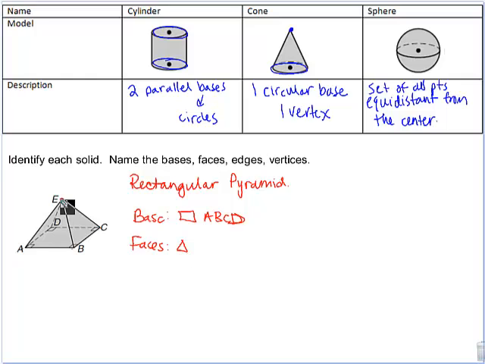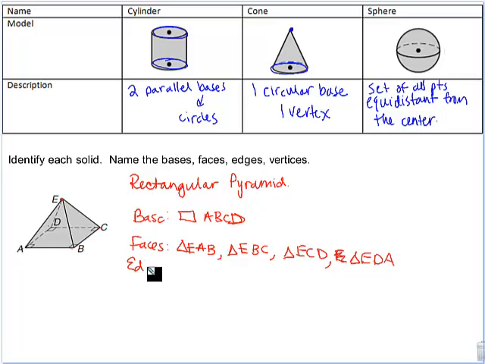So starting off with this front one, we have EAB, so triangle EAB. If you think about moving to the right, we then would have triangle EBC. The one in the back would be ECD. And then the one off to the left would be EDA. Triangle EDA. So those would be our 4 faces.